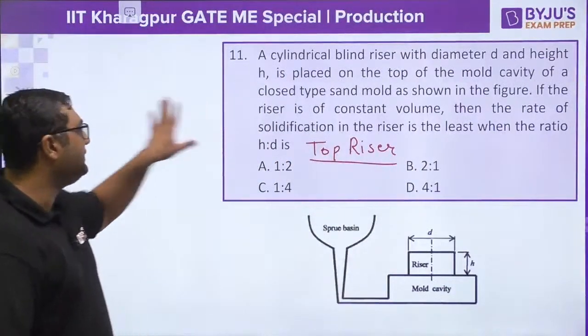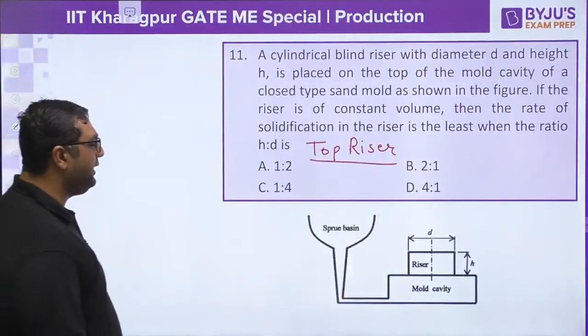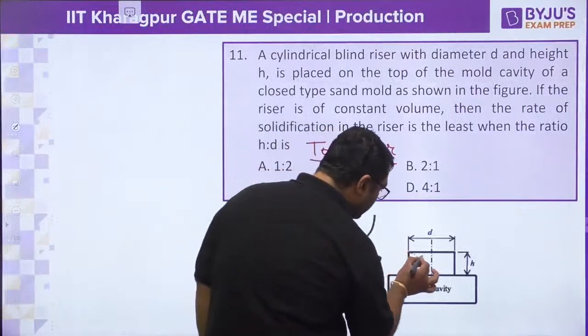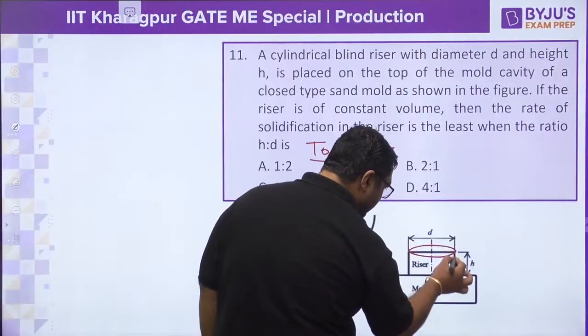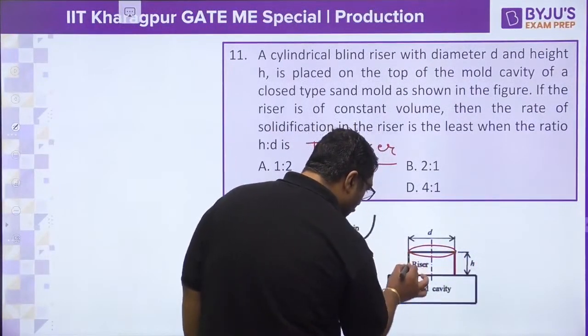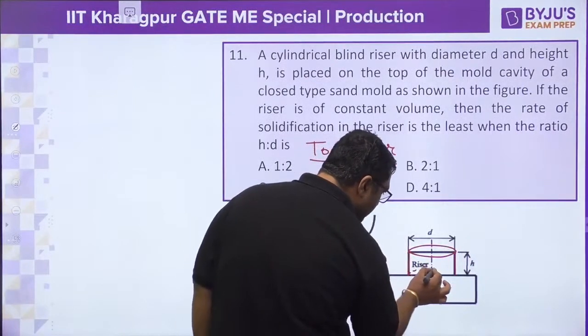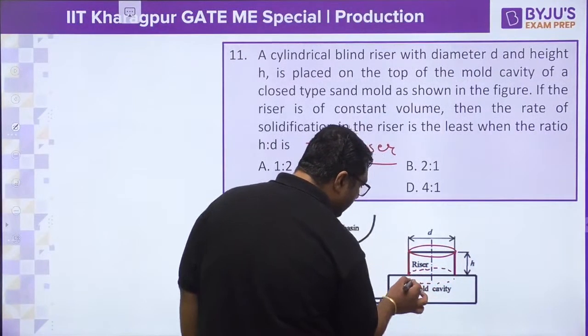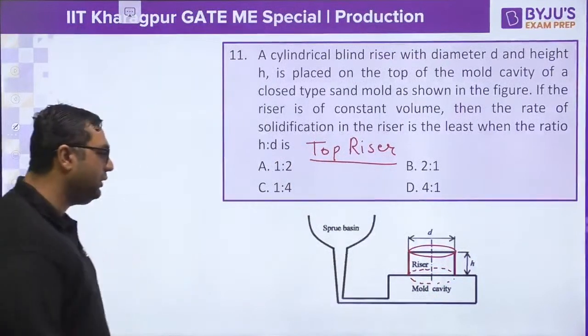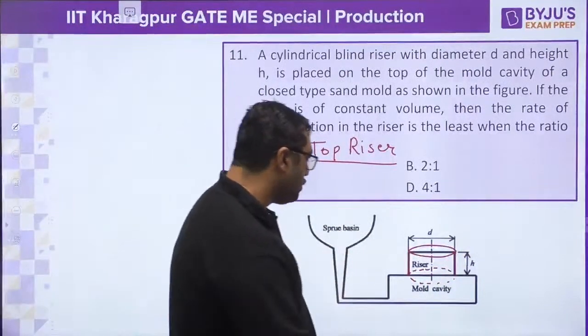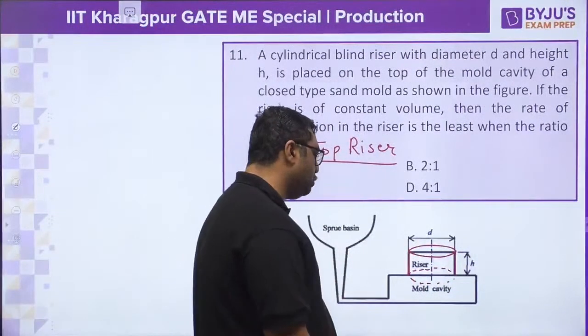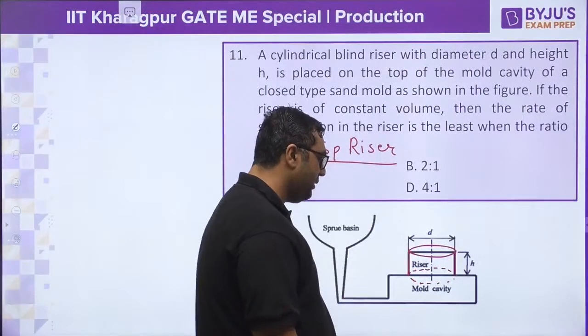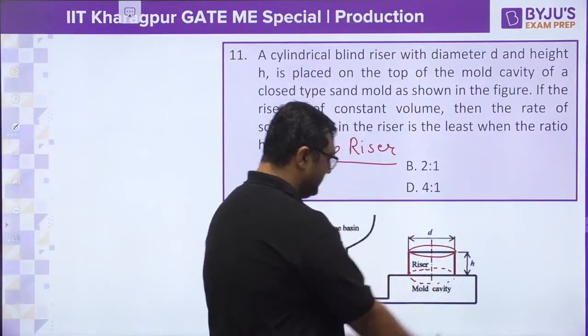So guys, a cylindrical blind riser with diameter D and height h. You can see this is the diameter and this is the height h. And you know that this surface is going to be in contact with the cavity. So to the atmosphere only 2 surfaces are going to be there. One is this, the other is this.